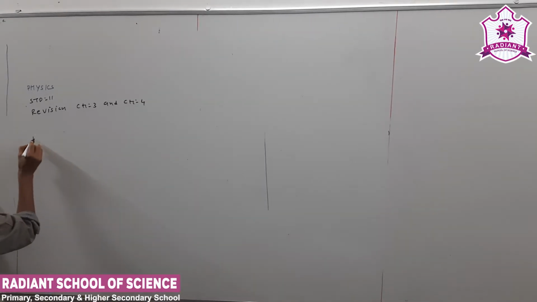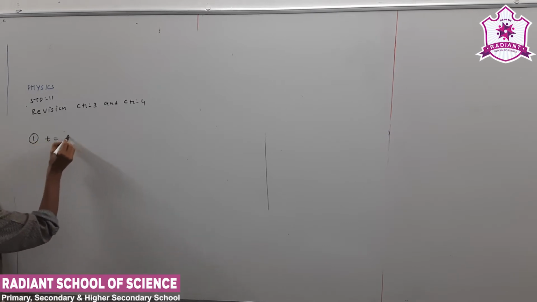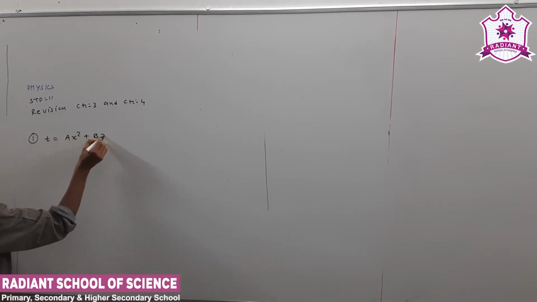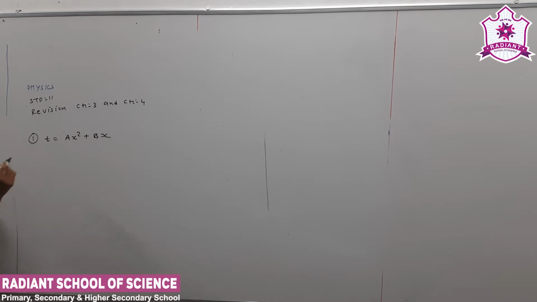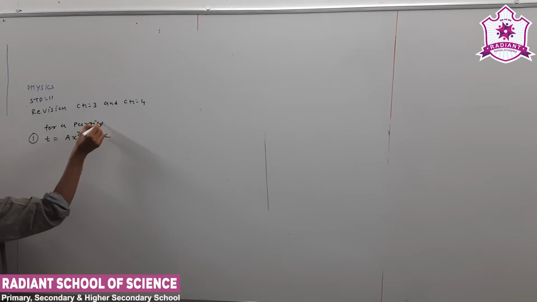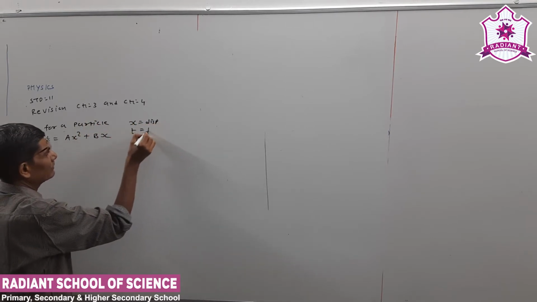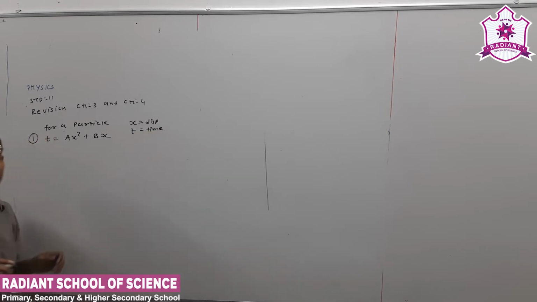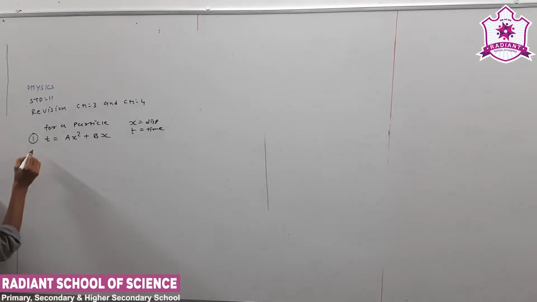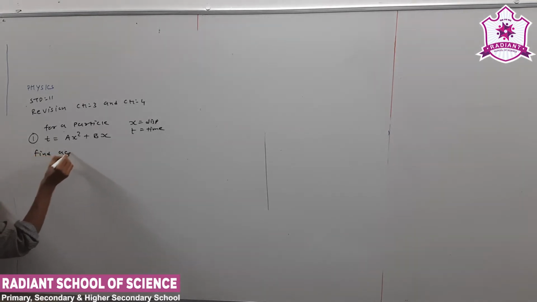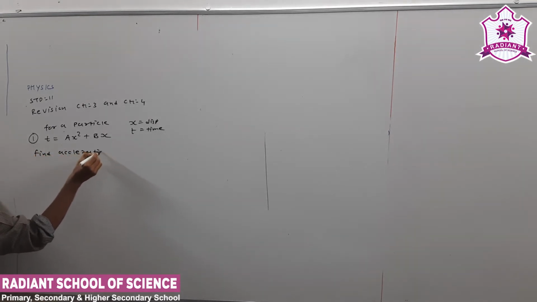Now let us see, the question is given like this. Let us say t is equal to ax square plus bx. For a particle, x is the displacement, t is the time. That relation is given as t is equal to ax square plus bx. Find out the acceleration.